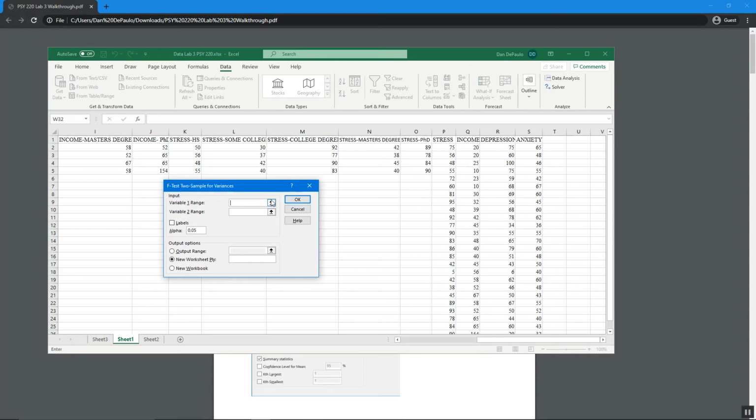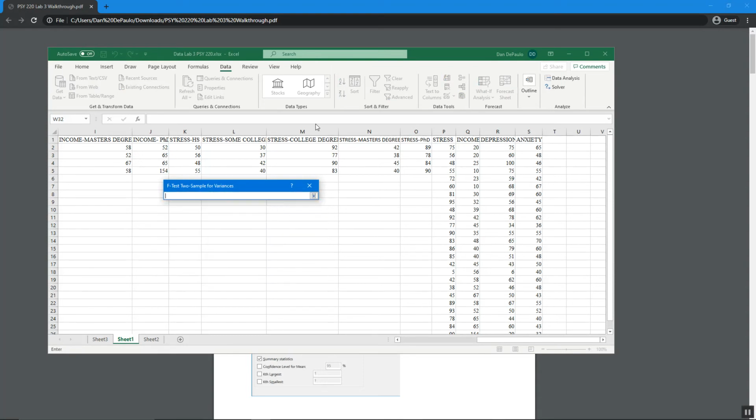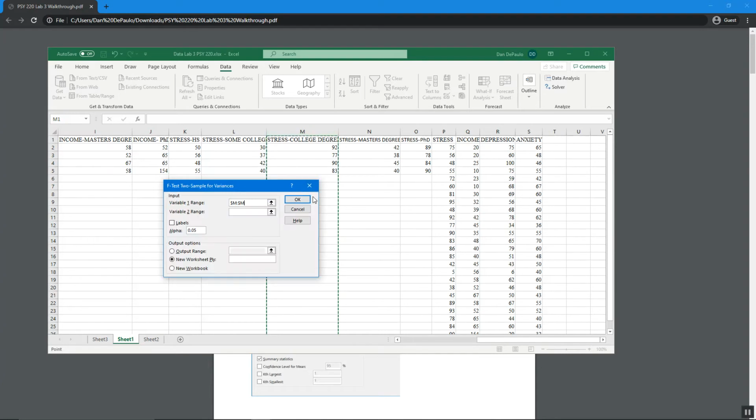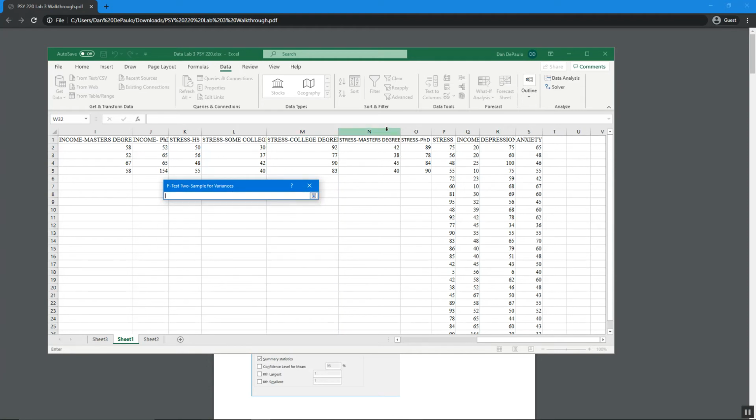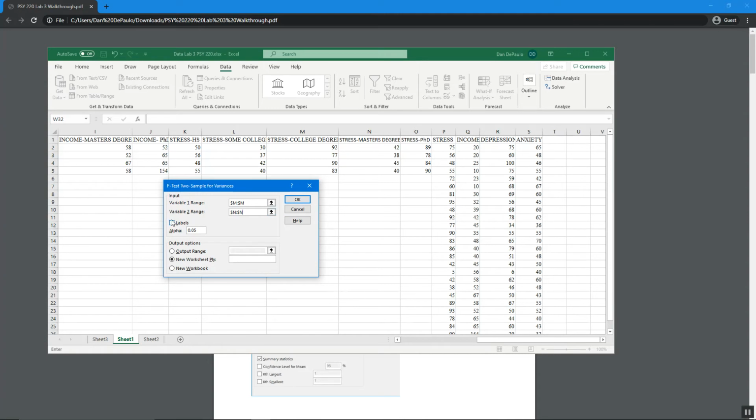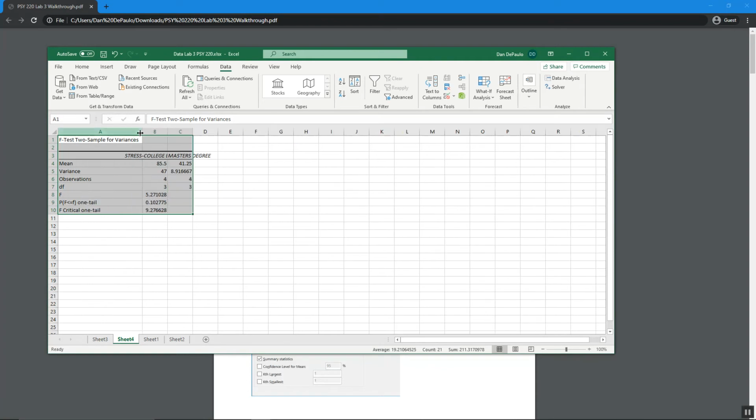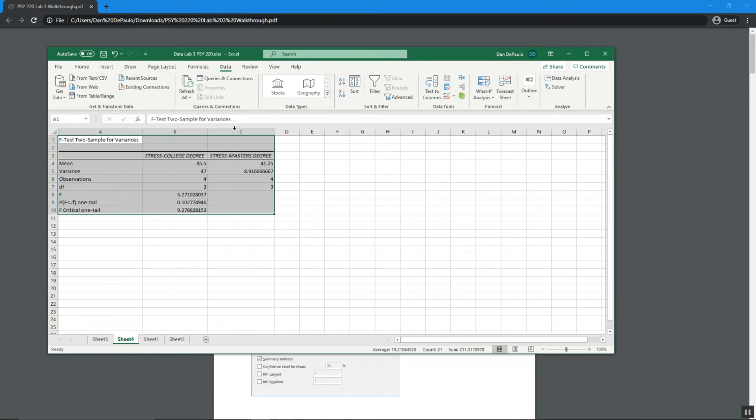So variable 1 is going to be college degree. Click on the arrow. Select college degree, this column here. And then master's degree is right next to it. And labels in the first box. Hit OK. And here's my test of the variances. See, my F value is 5.27. And my probability value is 0.10. So that's not less than 0.05.